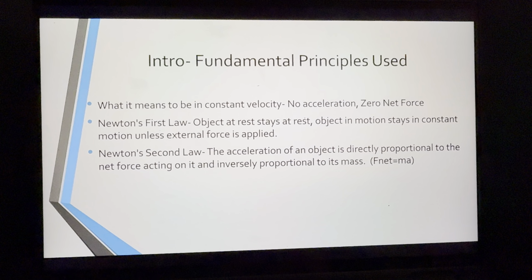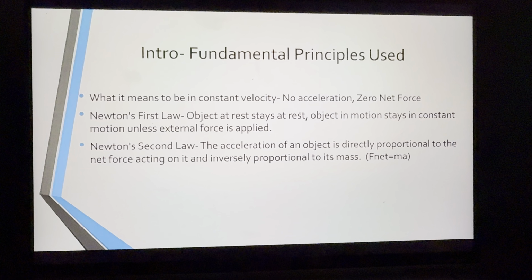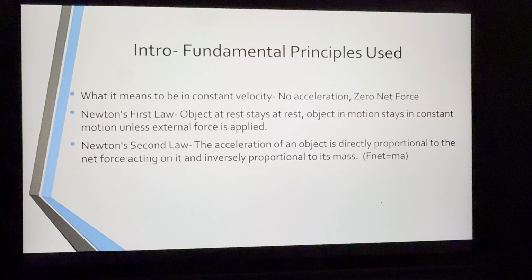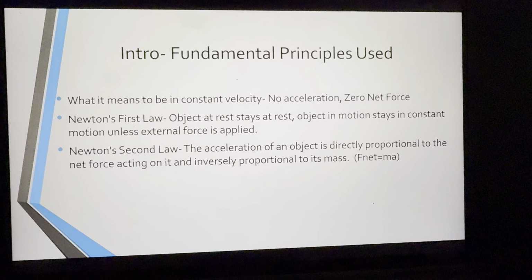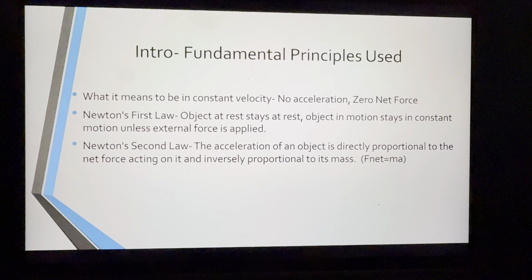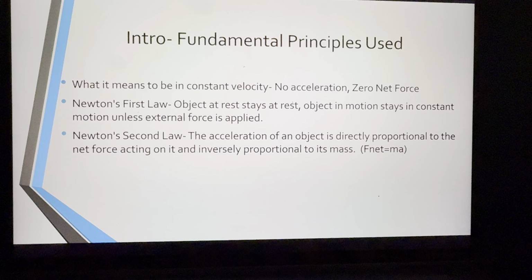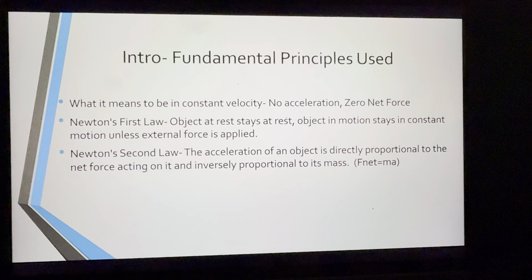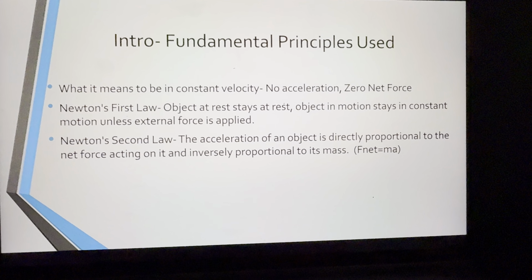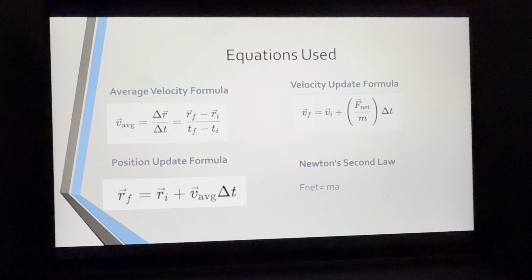First, what it meant to have a constant velocity, which was that the object had no acceleration and a zero net force since F equals ma. And Newton's first law states that an object at rest stays at rest and an object in motion stays in constant motion unless an external force is applied. And Newton's second law states that the acceleration of an object is directly proportional to the net force acting on it and inversely proportional to its mass. So more force is needed with a greater mass for greater acceleration.